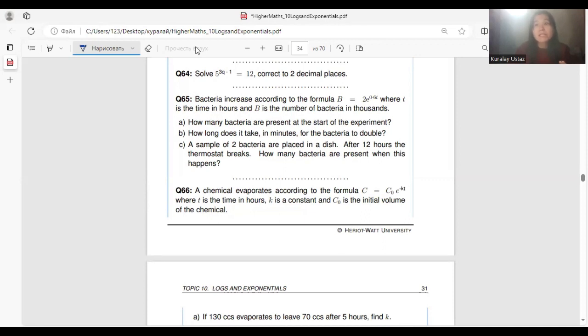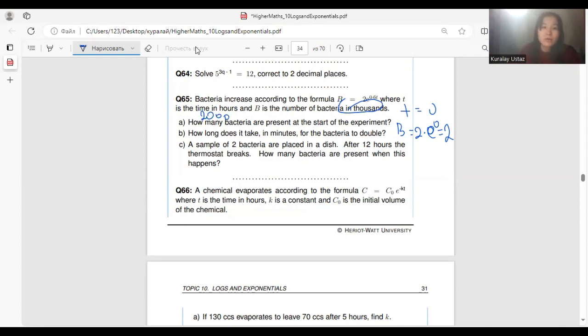So what does it mean? That time is 0, yeah? t is 0 here. We need to find B equals 2. This one is power 0, that means 1, so 2. B is 2, but we don't write just 2. It says that B is the number of bacteria in 1,000. So the answer should be 2,000.